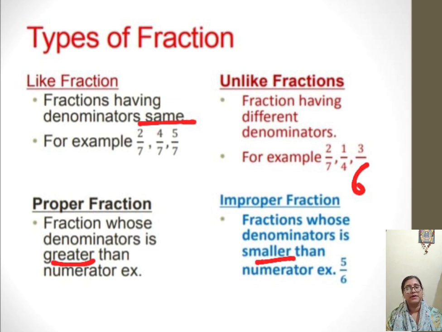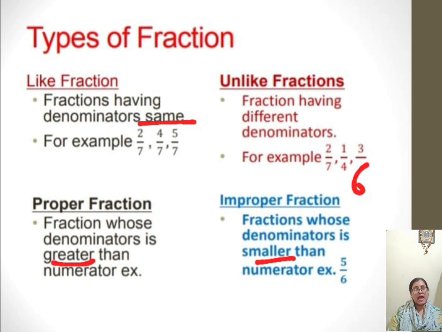You can see the example here. All the denominators are same. Now, if we talk about the unlike fraction, it is a fraction whose denominators are different. You can see the example here. The denominators are different, class. Clear? Similarly, I have differentiated two other types.